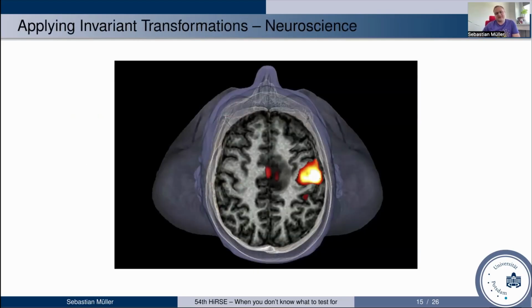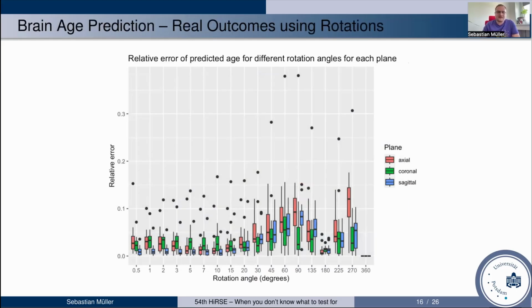So we actually applied all of these transformations in multiple different fields. And for today, I have brought one example, namely neuroscience, where the neuroscientists had CT images, slices of CT images of brain scans of humans, and were trying to predict the actual brain age of those patients that they had these CT images from. And when we had indeed applied the transformations, here we're looking at rotation transformations, what we saw was nothing like what we wanted to see.